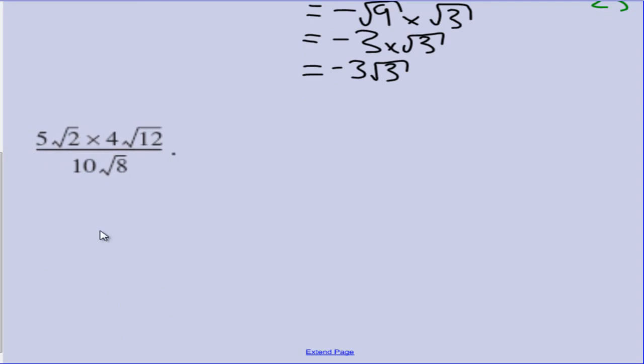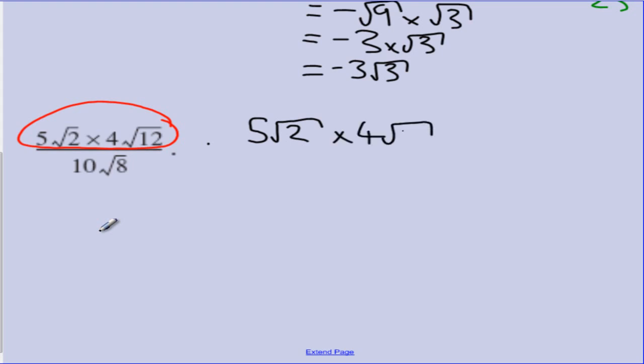It looks hard, but the steps remain the same in its solution. We just need to break it apart a bit. What I'm going to do is grab just the top, and we're going to do the top first, and then we can do the division as a second step all on itself. Okay, so rewrite the top: 5 root 2 multiplied by 4 root 12.